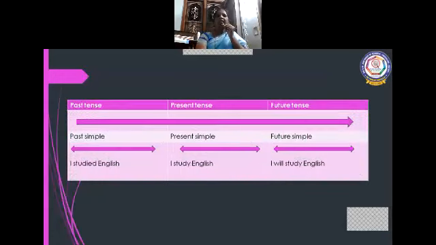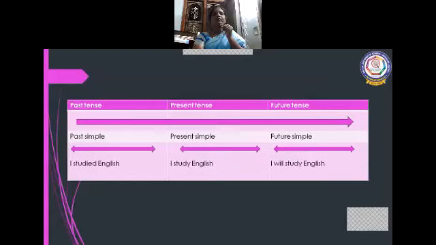Okay. Past tense, present tense, future tense. Past simple, present simple, future simple. Simple past, simple present, simple future. So you can call it simple past or past simple, simple present or present simple, simple future or future simple.